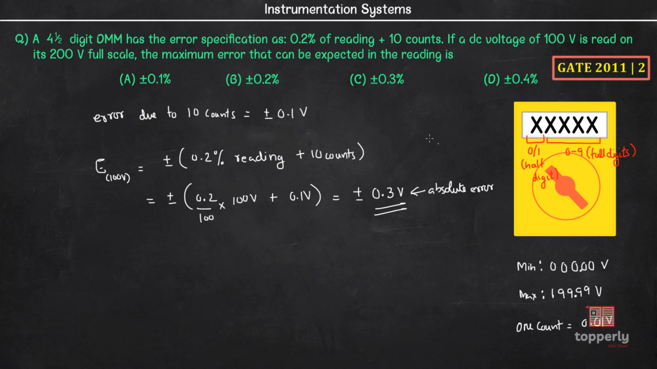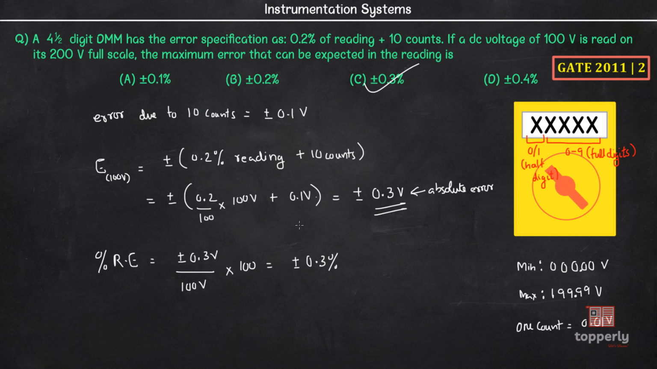However, the options in the question are in relative error format. So we need to convert this into relative error. Therefore, percentage relative error is given by plus or minus 0.3 volts by the reading, which is 100 volts, into 100, which is equal to plus or minus 0.3%. So the answer is plus or minus 0.3%.